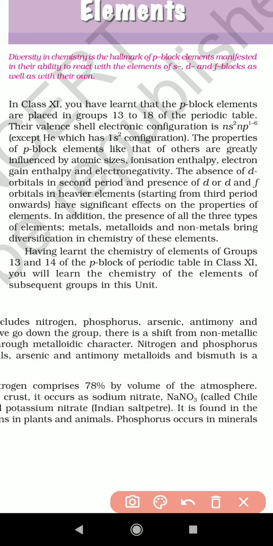Let us see that. In class 11 we learned that the P block elements are placed in groups 13 to 18 of the periodic table. Their valence shell electronic configuration is ns2 np1-6. So P block elements are, if you look at the block diagram of the periodic table, placed like that.